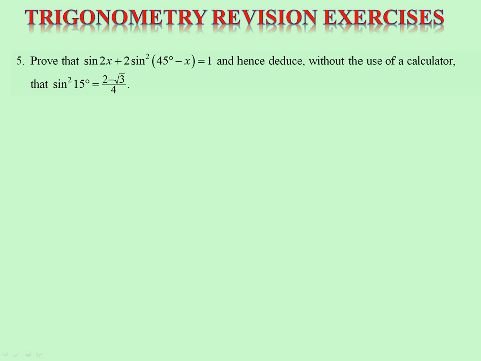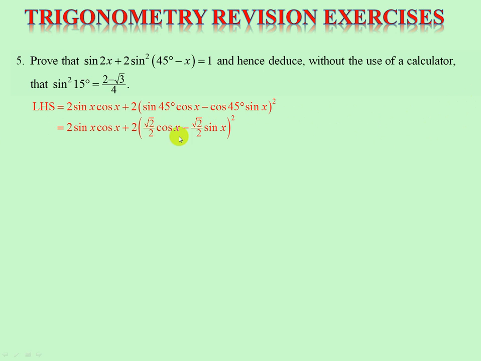Next question here. Prove that sine 2x plus 2 sine squared of 45 minus x equals 1. Well, let's just simplify the left-hand side. There we are, 2 sine x cos x. Plus 2, now put in brackets, all squared, the sine of 45 minus x. There's the expansion, sine cos minus cos sine. Special angle, so I've written sine 45 is root 2 over 2, cos 45 is root 2 over 2.